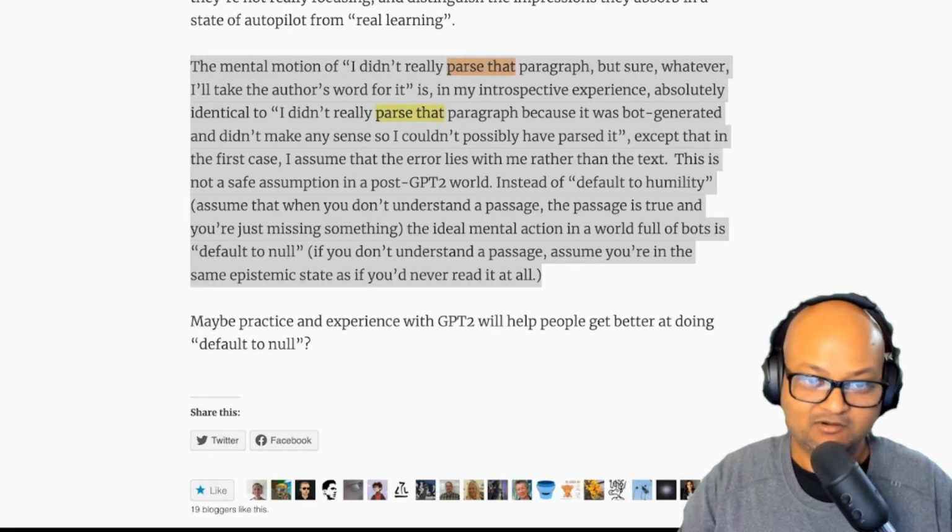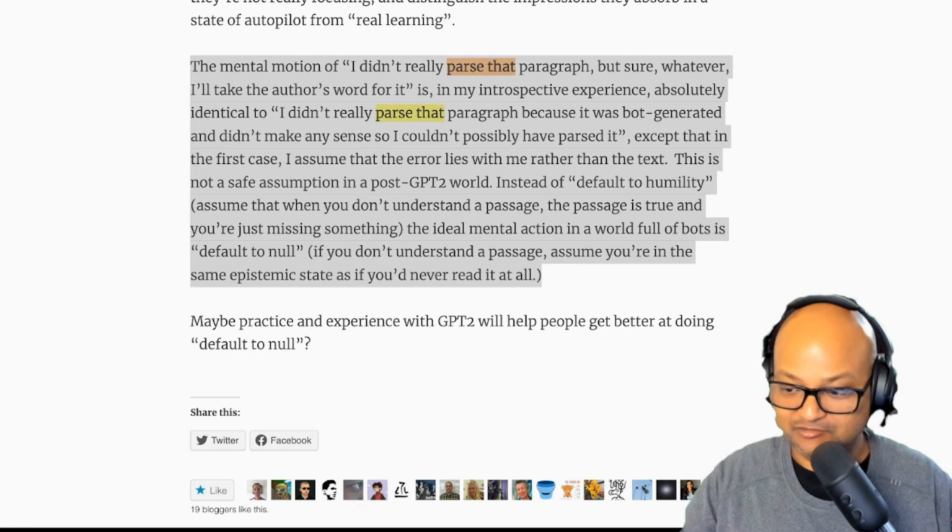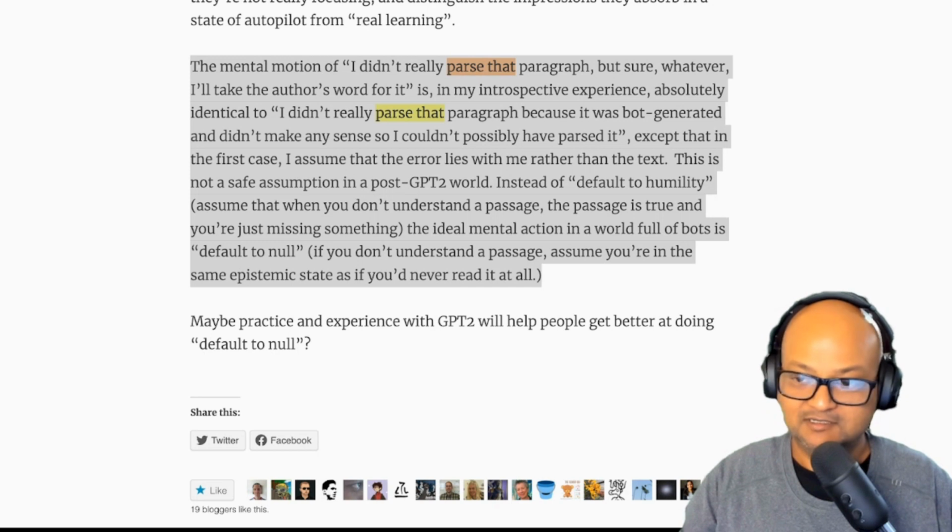And this changes the whole way that one could or should read texts in the age of large language models. Again, to quote the author, instead of default to humility, which means assume that when you don't understand a passage, the passage is true and you're just missing something, the ideal mental action in a world full of bots is default to null, which means if you don't understand a passage, assume you're in the same epistemic state as if you'd never read it at all. End of quote. Okay, so that was me trying to learn a bit more about this new field of prompt engineering. I'm sure the nits I've pointed out will be fixed by the inexorable march of this awesome new technology.